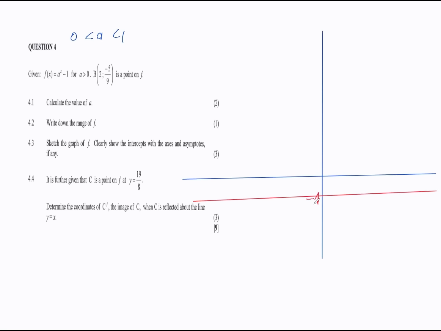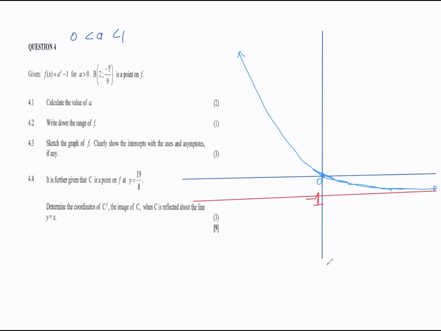So negative 1 is our asymptote. And then this here is our original. So this graph must be coming all the way like this. A decreasing function. It must be a decreasing function. Yes, something of that nature. Might be a little bit wide.